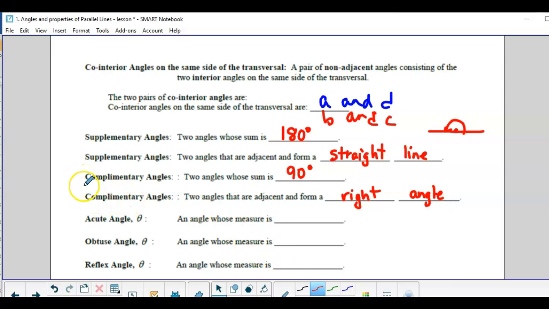Now, how do you remember these? Sometimes I think, okay, C comes before S in the alphabet. 90 is less than 180. So they're kind of in order in that sense.